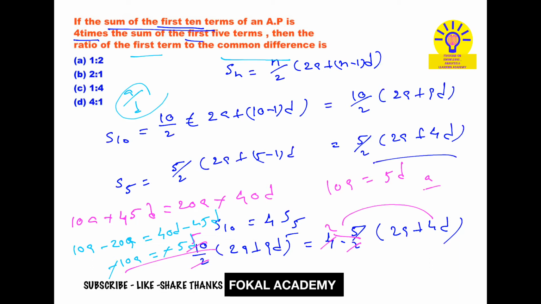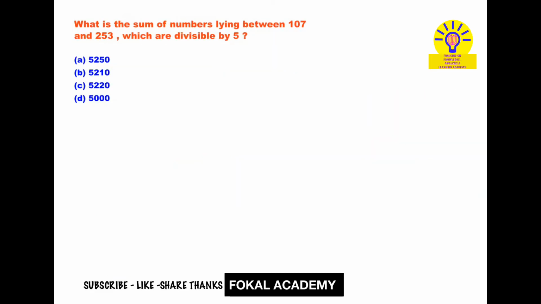Okay, a by d is equal to 5 by 10, that is 1 by 2. So from the options, option A is the correct option. It means the ratio of the first term to the common difference is nothing but 1:2. Come to the next problem.